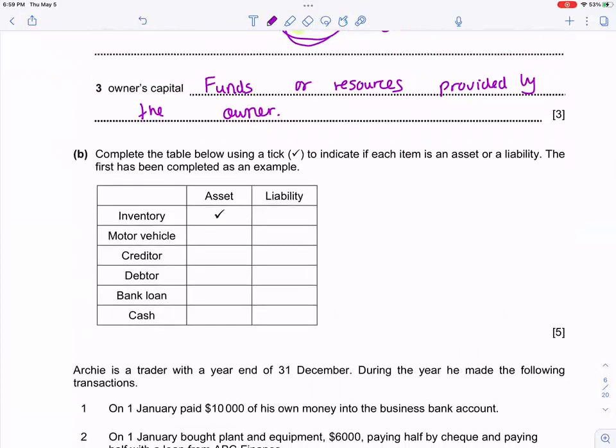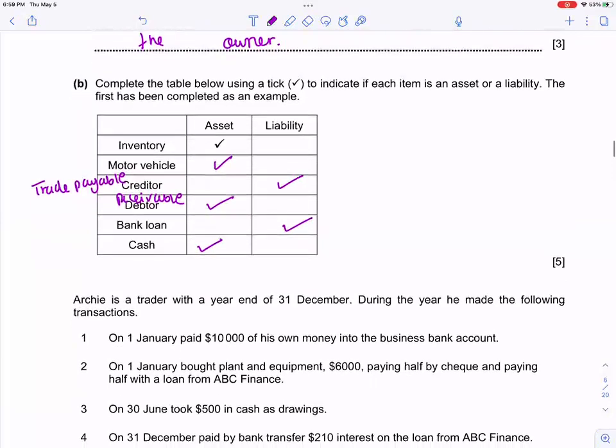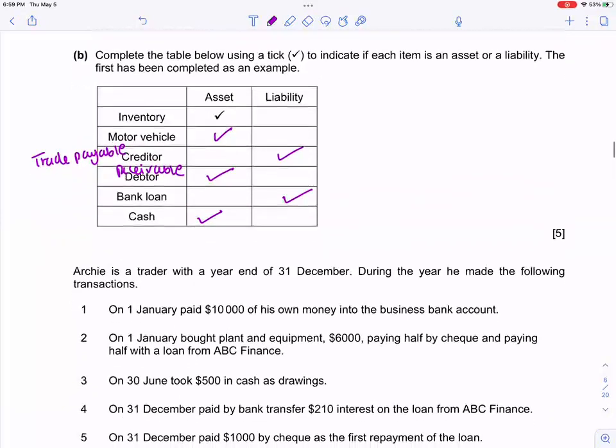Come on, put a tick on assets and liabilities. Motor vehicles, asset. Miss, creditor is an asset? Liability. Miss, will debtor be a liability? Debtor is an asset. Bank loan is a liability and cash is an asset. Is this done?